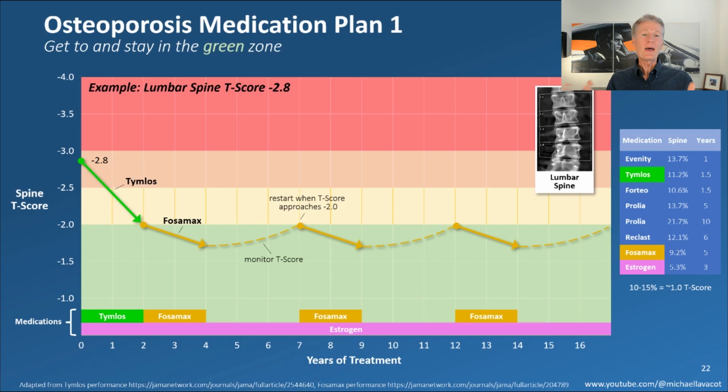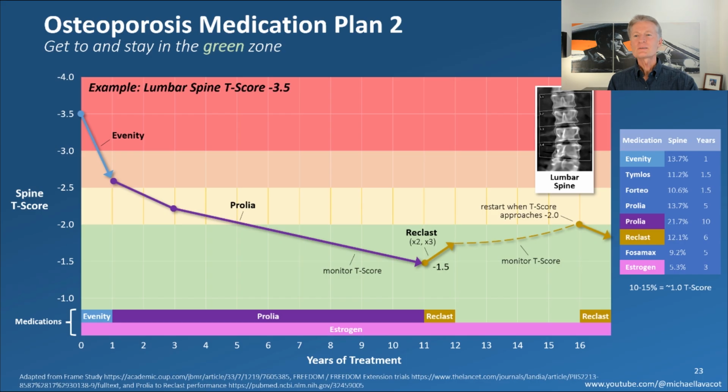So regardless of the path, this is a nice thing to do here. Okay, now let's crank it up a bit. Let's go to minus 3.5. So now we're at this very high risk of fracture. We're deep into osteoporosis.